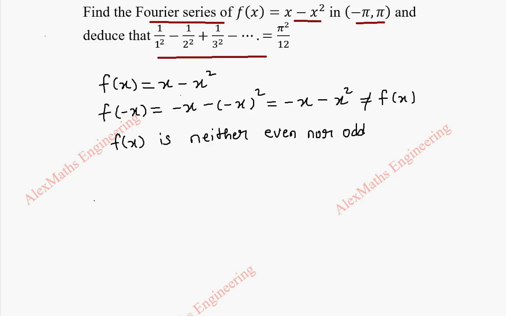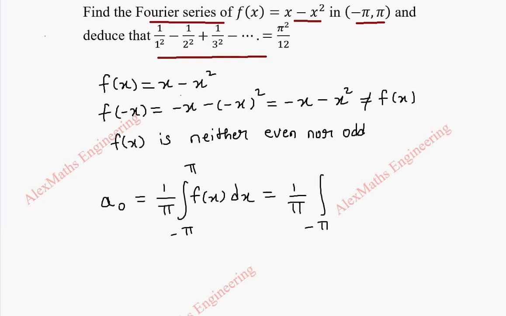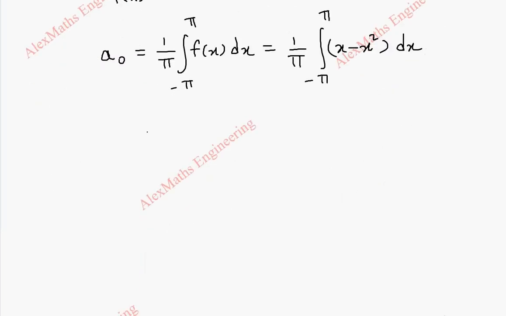So now we are going to find a naught. A naught is, by formula, 1 by pi integral minus pi to pi f of x dx. So this is 1 by pi integral minus pi to pi, f of x is x minus x square, into dx. Now we are going to integrate this.